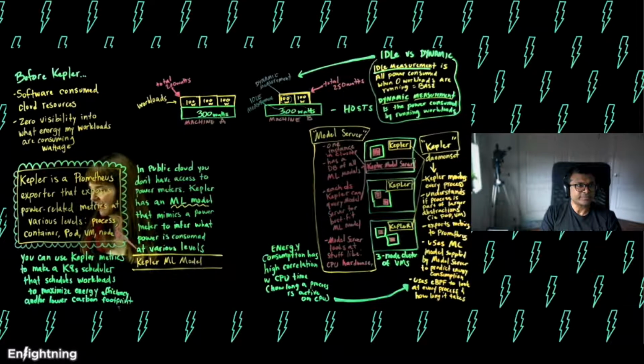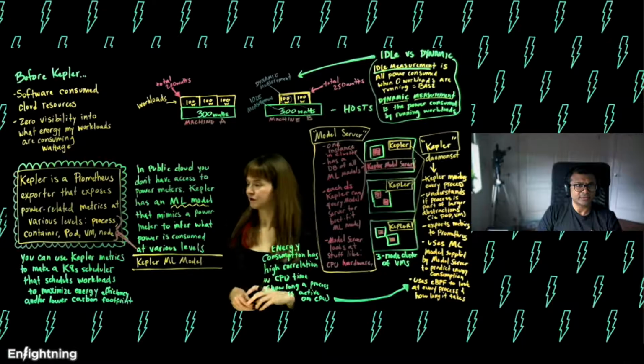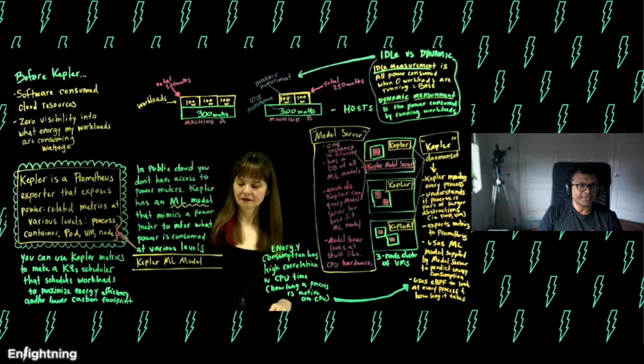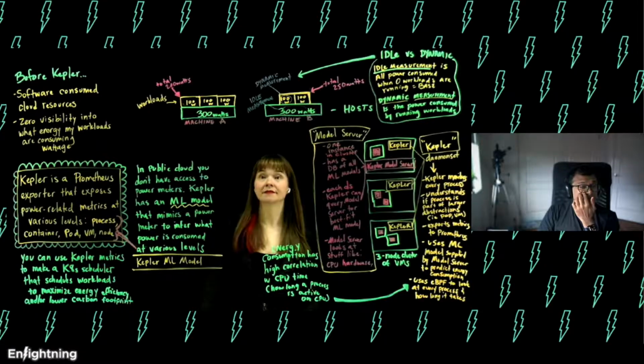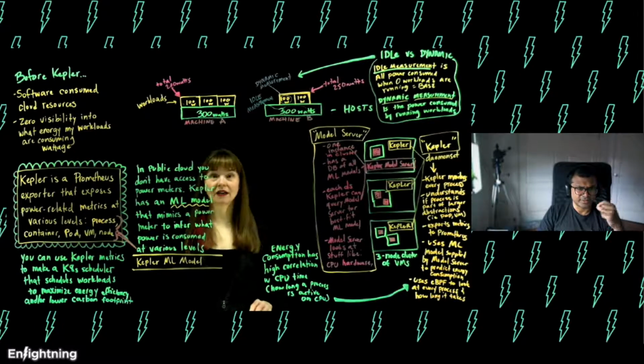That's another tool that is able to report power metrics, which is quite close to what Kepler does, except there is no machine learning model or concept of idle power. So relating to how Kepler is different from the other tools.